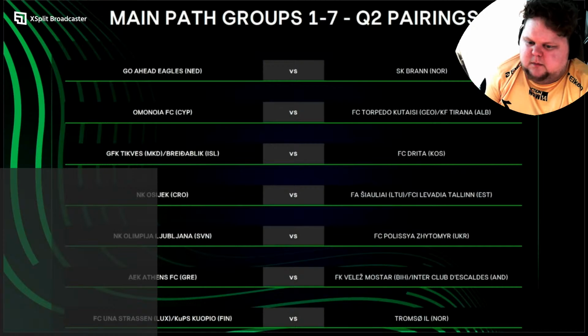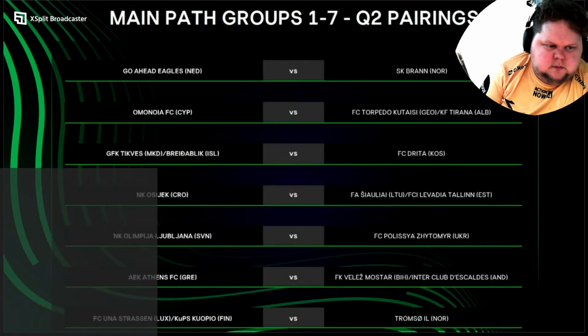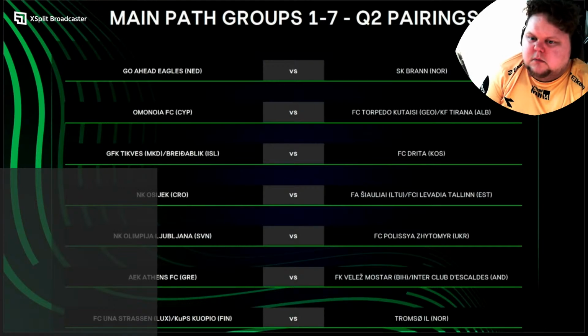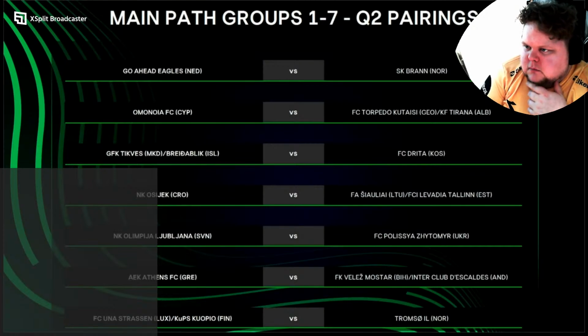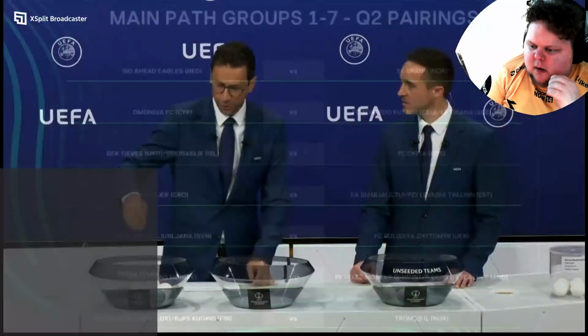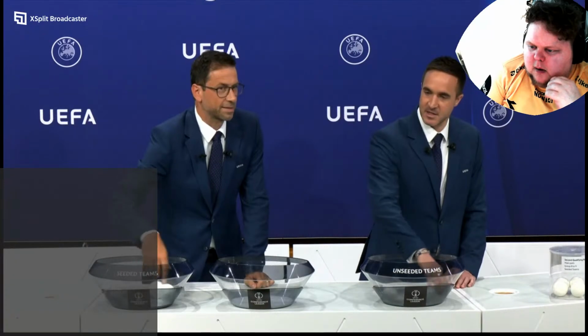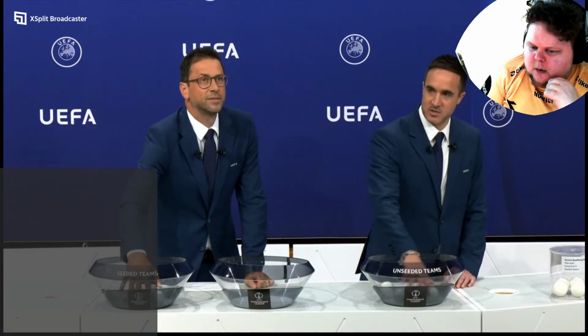Furthermore, NK Olimpija Ljubljana from Slovenia will play against FC Polissya Zhytomyr from Ukraine. AEK Athens FC from Greece will play against either FK Velež Mostar from Bosnia-Herzegovina or Inter Club d'Escaldes from Andorra. And FC Union Strassen from Luxembourg or KuPS Kuopio from Finland will play against Tromsø IL from Norway. Good. That's the first set done. Next set of pairings soon to come.